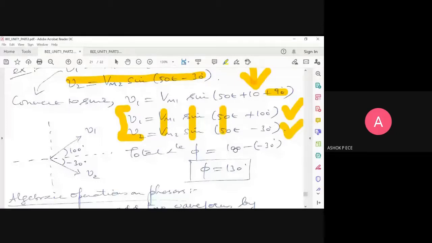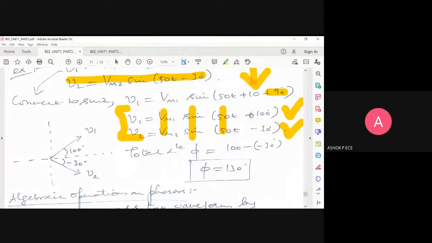First, see V1. See the expression for V1. Is V1 leading or lagging? Leading. Yes, very good. Whenever you see a plus sign inside, it is going to be leading.